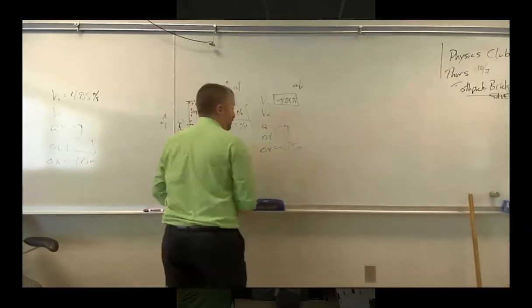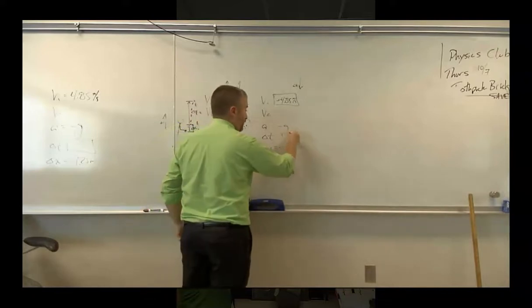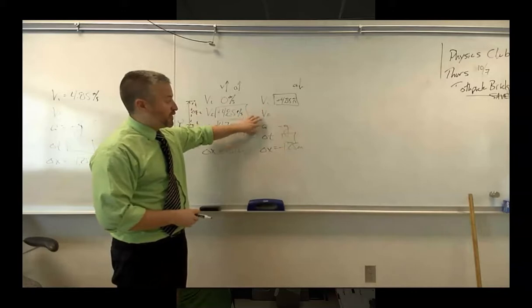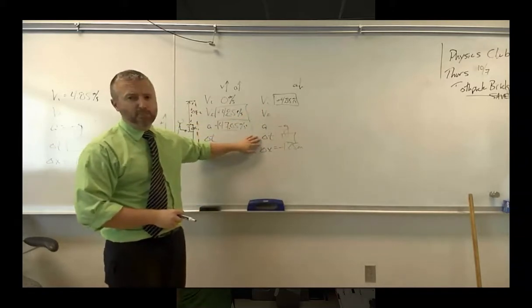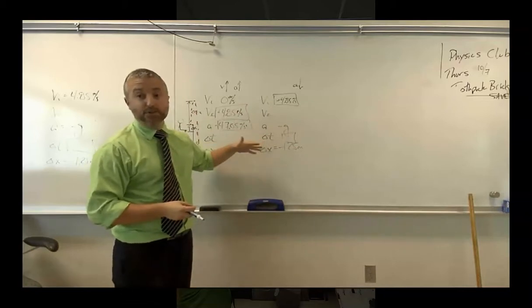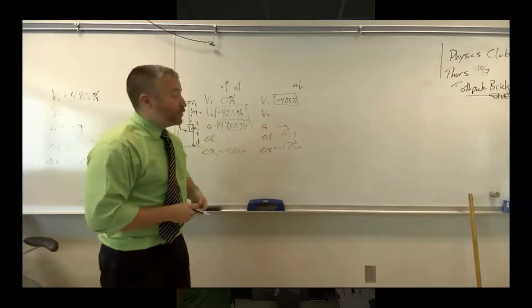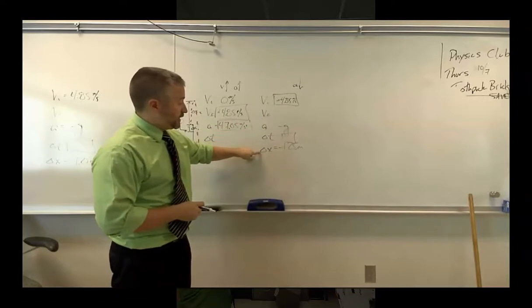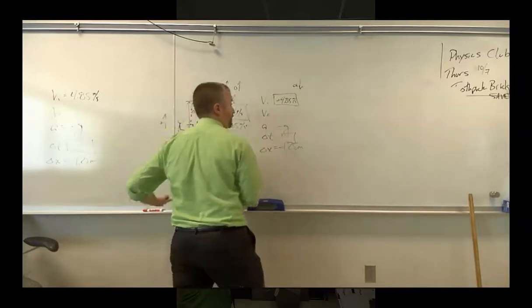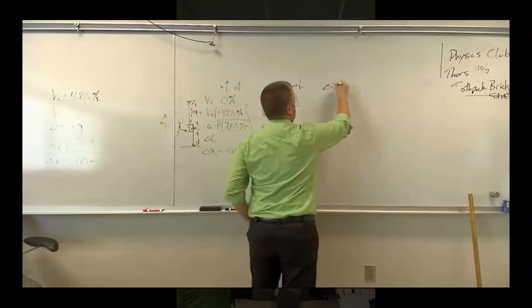With those three variables, I'm going to go straight for time. The shortcut, by the way, is you can find velocity final and then get time. But eventually there are going to be problems where you need to be able to do this, so let's practice with it now. With velocity initial, acceleration, and displacement, trying to get time, the equation in question is going to be this one right here.